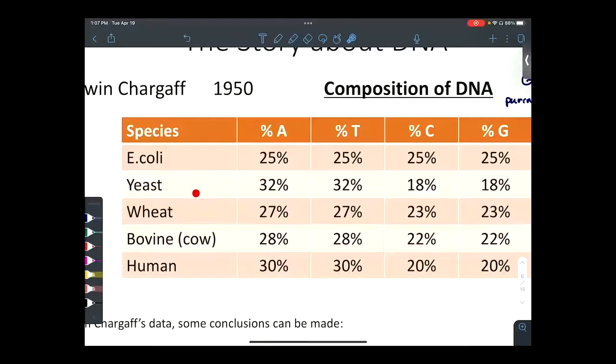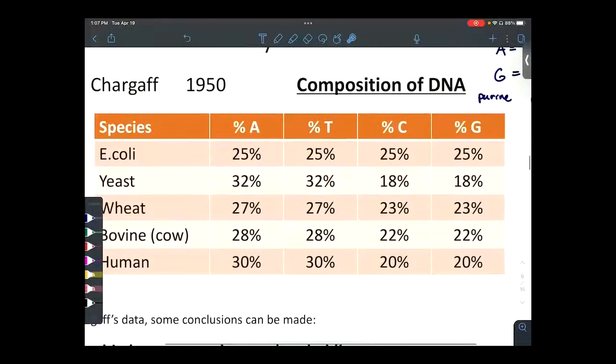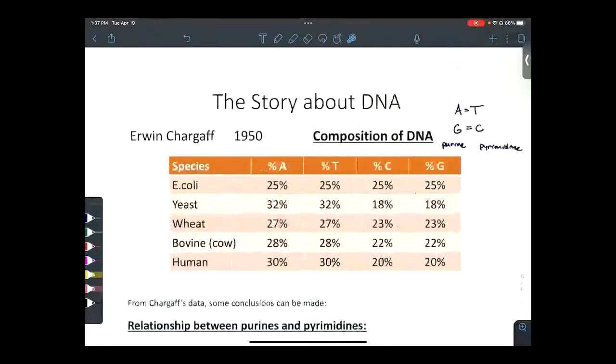But then once we start going down to other species where he was able to determine the composition of those nitrogenous bases in the DNA. For yeast, he saw that yeast is about 32% adenine and 32% T. So he saw that those two matched. And then C and G also matched their percentages here. As he went down to other species, he saw that A and T always matched and C and G always matched. And all four of those components always add up to 100.